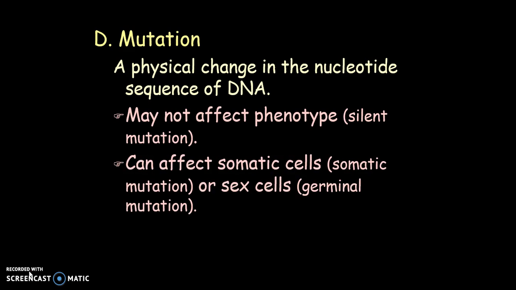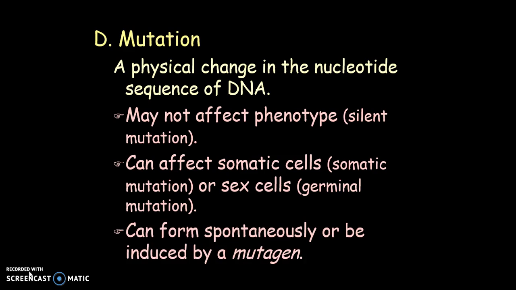And it can affect somatic cells, or normal body cells, cells produced through the cell cycle, or it can affect the gametes, or the sex cells, the ones produced by meiosis. And it can form spontaneously, or it can be induced by a mutagen. A mutagen is an agent that increases the mutation rate, something like X-rays, UV rays, or a chemical.